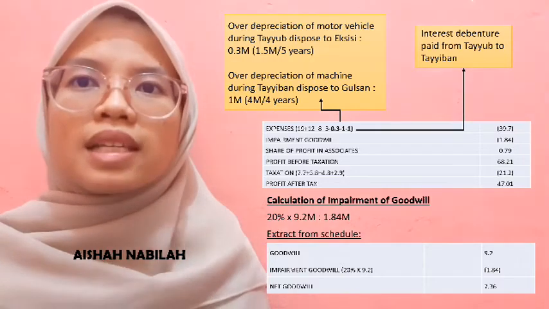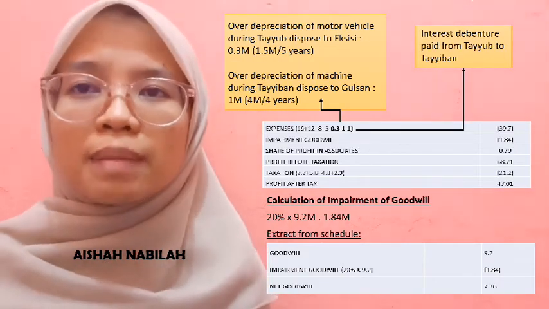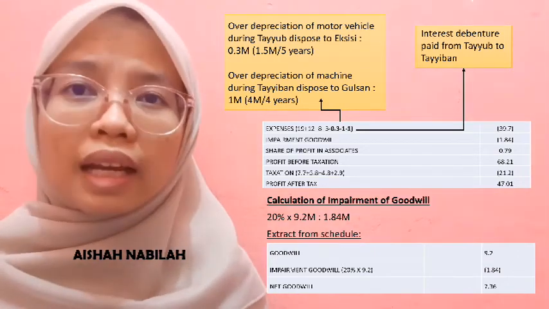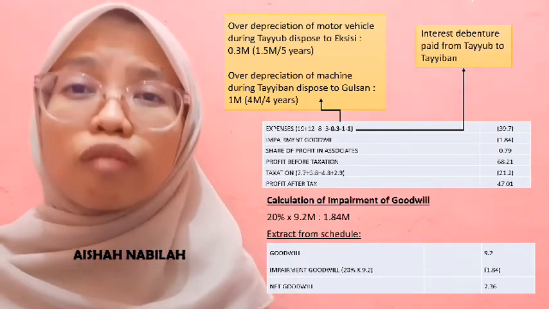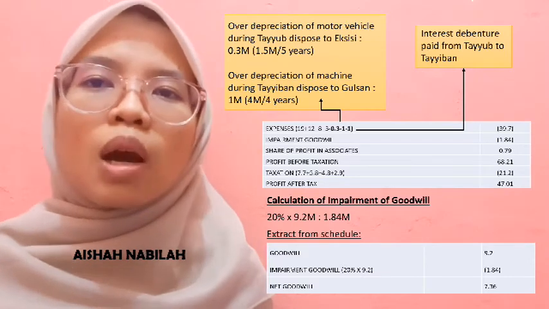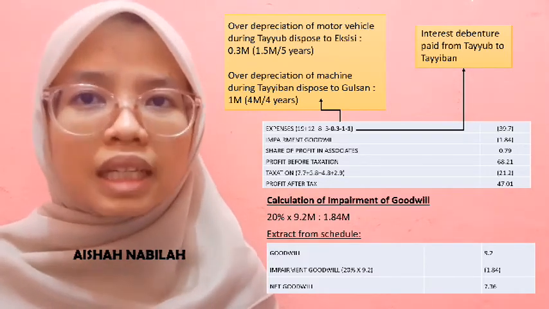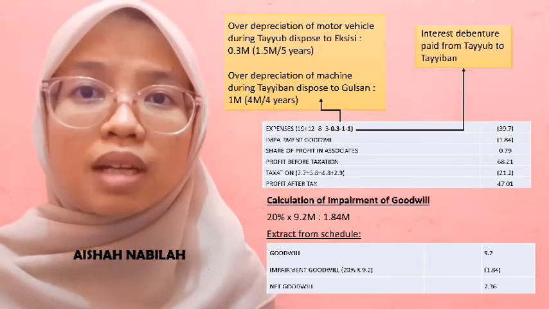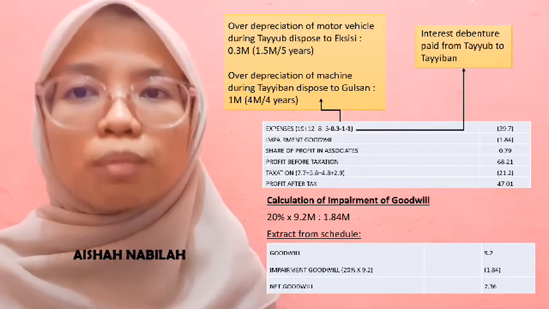In the SOPL, Madam can see here the expenses are 39.7 million, after the adjustments have taken place. That is, the company needs to subtract 0.3 million, 1 million and another 1 million. The 0.3 million refers to over depreciation of the motor vehicle when Taliban disposed of the motor vehicle to XCC. 1 million refers to another over depreciation when Taliban disposed of a machine to Gusan. The last 1 million needs to be subtracted from total expenses because it refers to the debenture interest paid from Tayyub to Taliban.